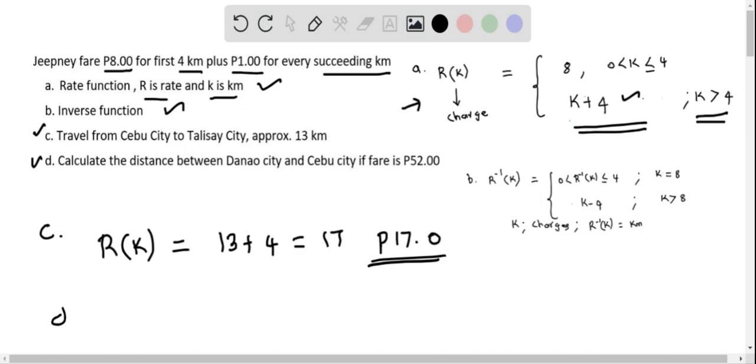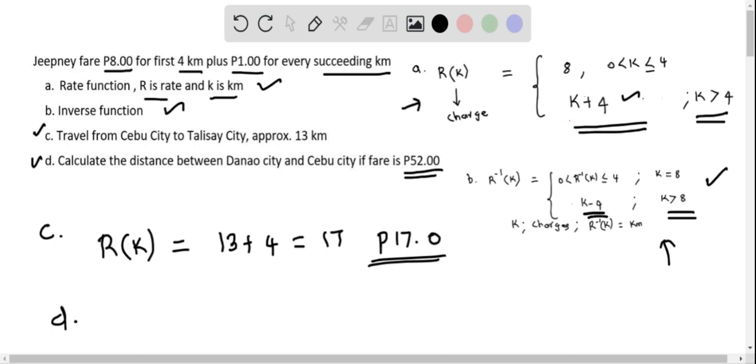Now let's do part D. Here it asks us to calculate the distance between Danao City and Cebu City if the fare is 52. So we have to utilize this inverse function. Notice that we have been given the fare as 52. As we have understood that k here represents the fare, we have to use the piece where k is greater than 8, because 52 is greater than 8.